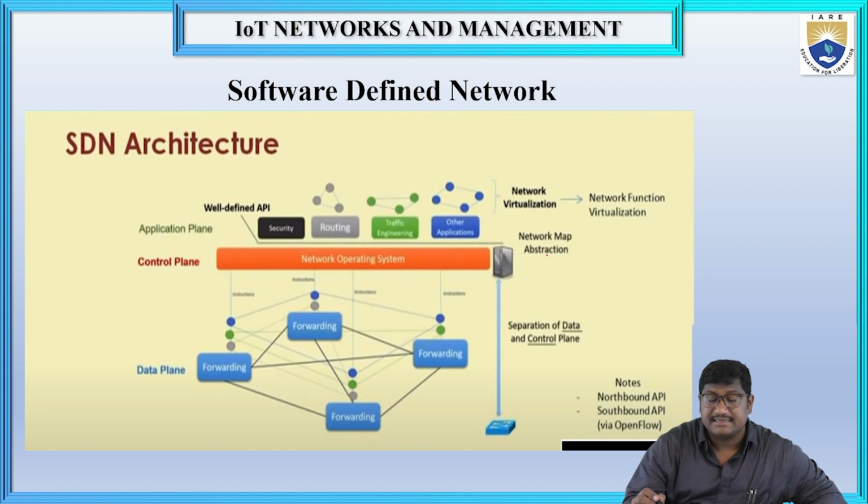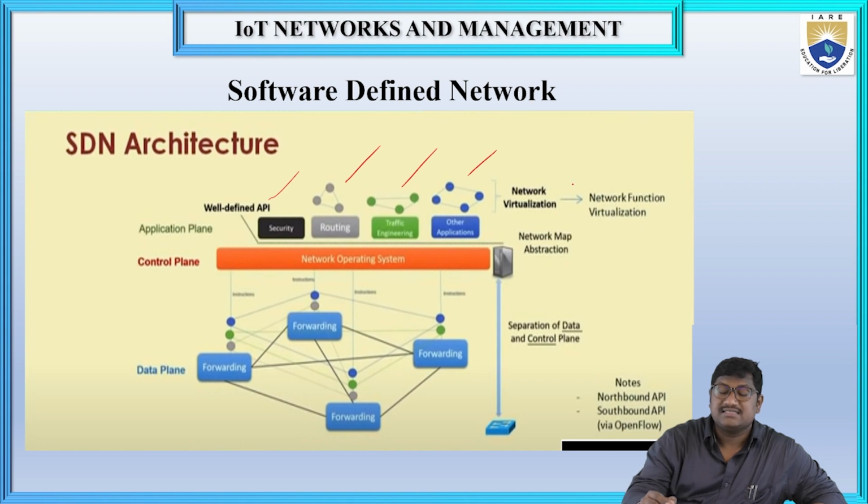In this SDN architecture, we are showing multiple things. There are well-defined APIs for security, routing, traffic engineering, and other applications. All this comes under network virtualization, NFV, network function virtualization. And there is the application plane as well as the control plane. The application plane takes care of network functions, and the control plane is going to take care of separation of the data by using these particular things. The northbound API and southbound API depend on OpenFlow. Northbound application programmable interface and southbound application programmable interface.